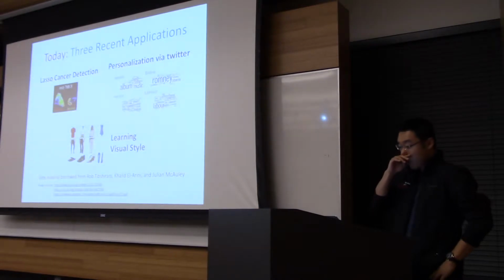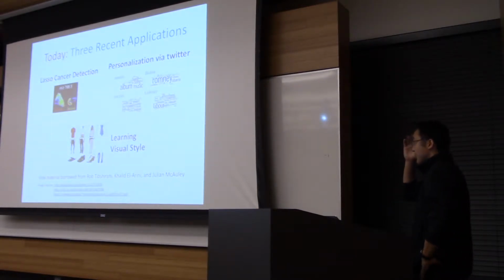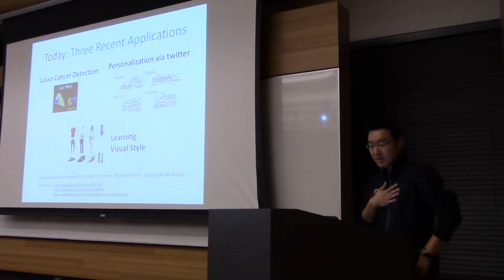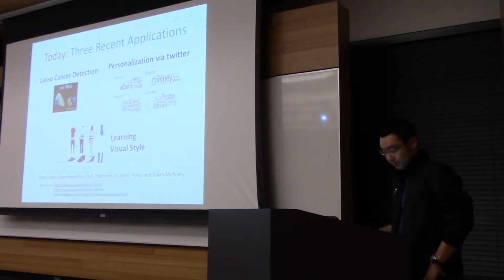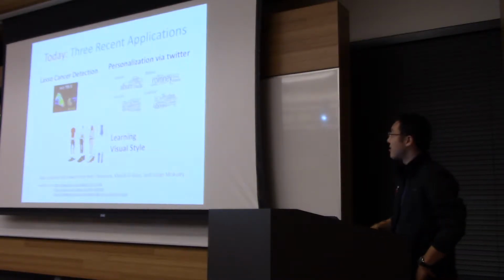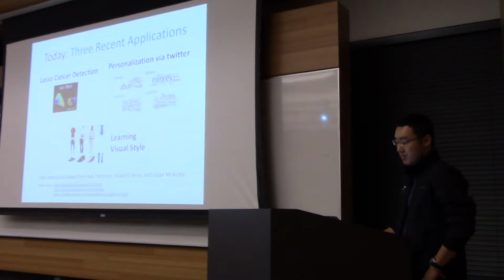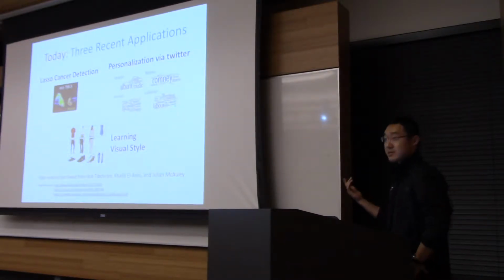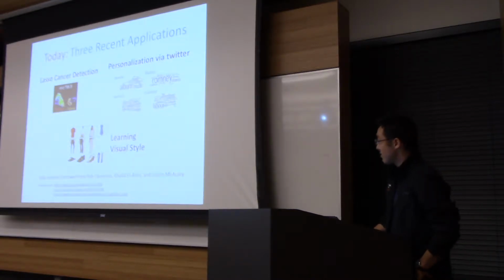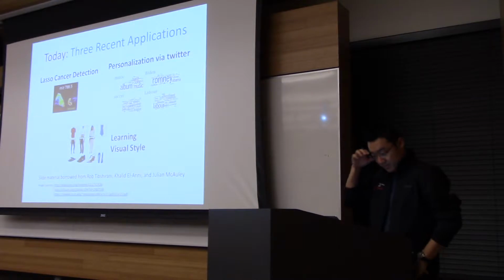And we'll start with a warm-up on using Lasso, which we covered a while back, on helping with things like cancer detection. And then we'll look at two more projects, one on personalization using Twitter, another on learning visual style, that will use progressively more modern methods on progressively more interesting data sets. And so this lecture will be based on 3 papers that were published in the last several years.